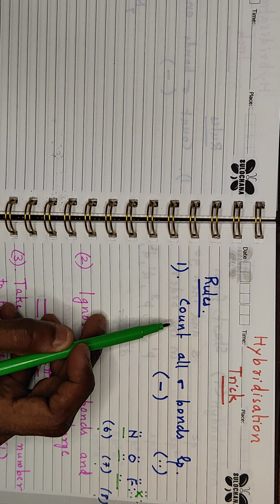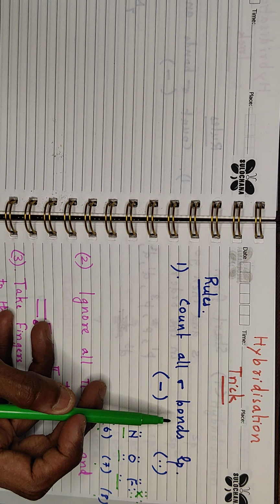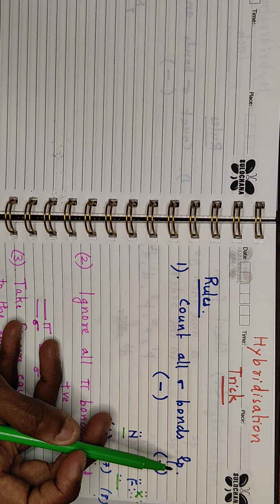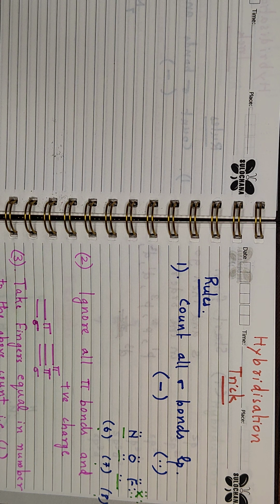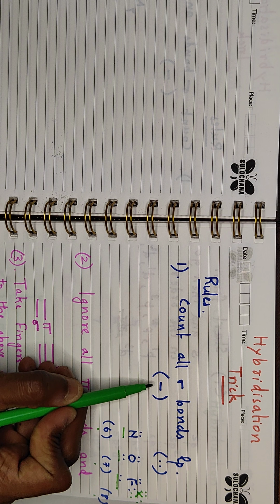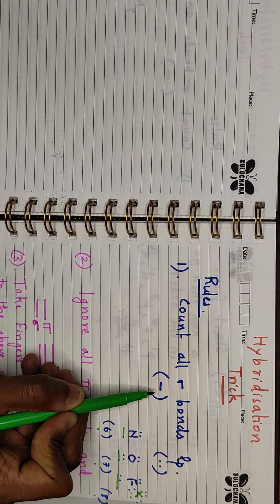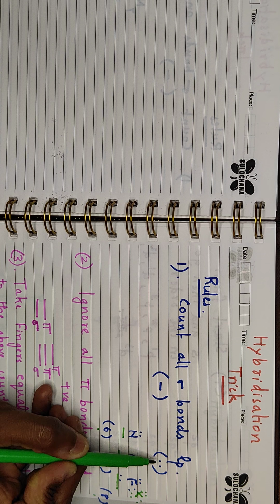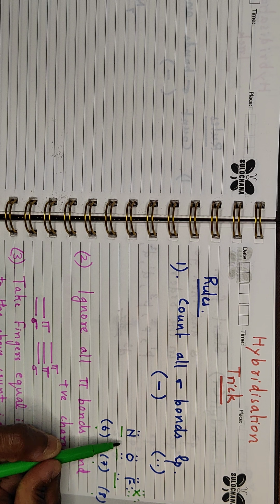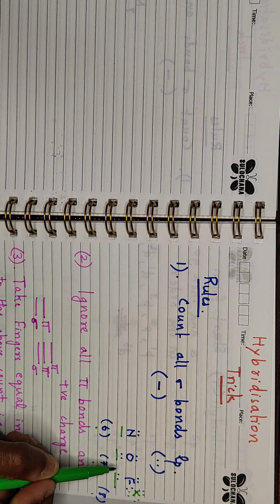The first rule is that you have to count all the sigma bonds and lone pairs present on the central atom. Sigma bonds mean you have to count the single lines around the central atom, and lone pairs means the two dots. When it comes to lone pairs, these are the three elements having lone pairs.